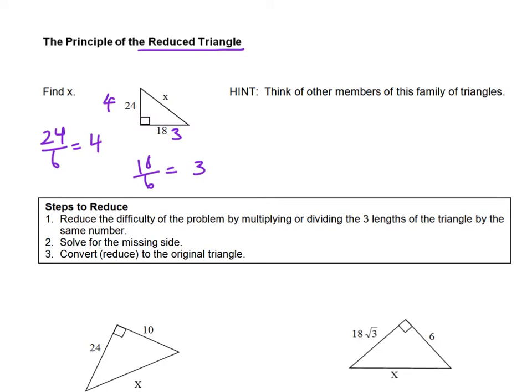So what I'm noticing is here we have a 3, 4, and because it's a right triangle, I know that the last side has to be 5. So we've got a 3, 4, 5 triangle.